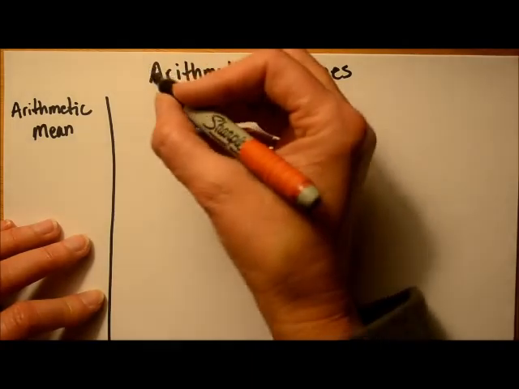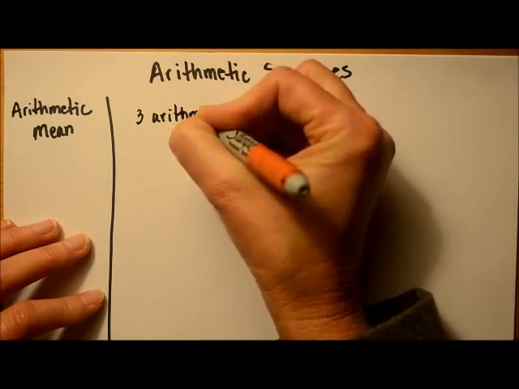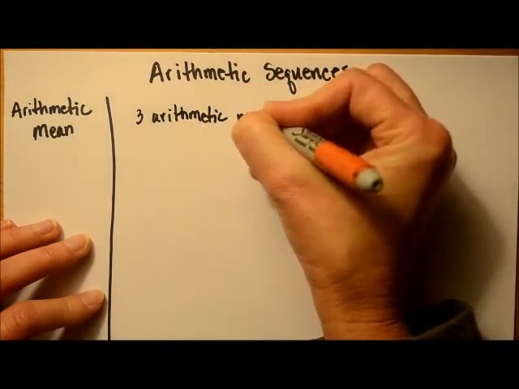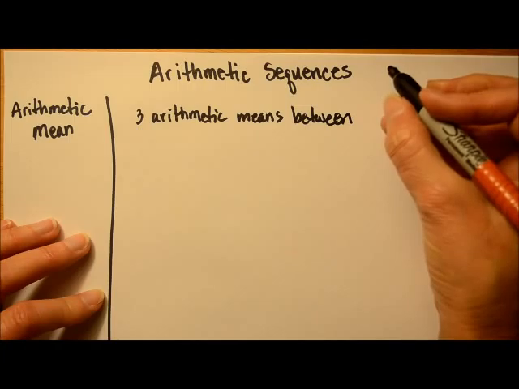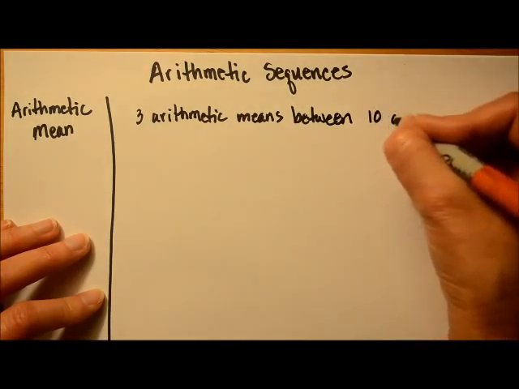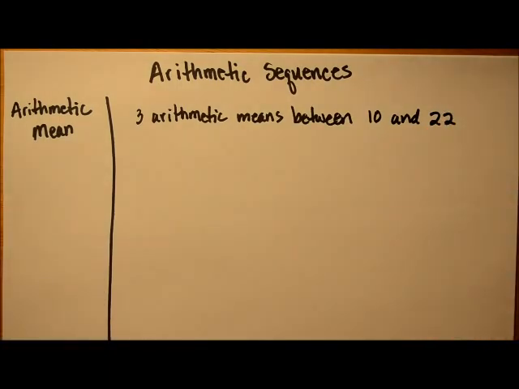So for instance, they might say 3 arithmetic means between 10 and 22. So that might be the question. I want 3 arithmetic means between 10 and 22. So what they're saying actually is I want 3 terms between 10 and 22. Okay, so this is how you do it.